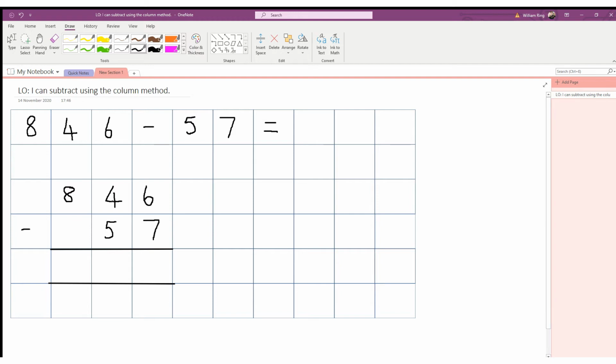So at the moment I've got 4 tens. I'm going to cross out the 4 tens and replace it with a 3 above. And then I'm going to move the 10 I took from the tens column over onto the ones column. So instead of 6 ones, we've now got 16 ones. 16 ones take away 7 ones is 9 ones.